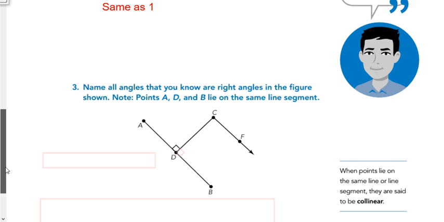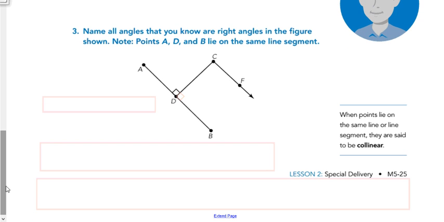Now number 3, name all angles that you know are right angles in the figure shown. So note, points A, D, and B lie on the same line segment. So when points lie on the same line or line segment, they are said to be collinear. So these are collinear because they lie on the same line segment, right? So let's just list the right angles that we know for sure are right angles.